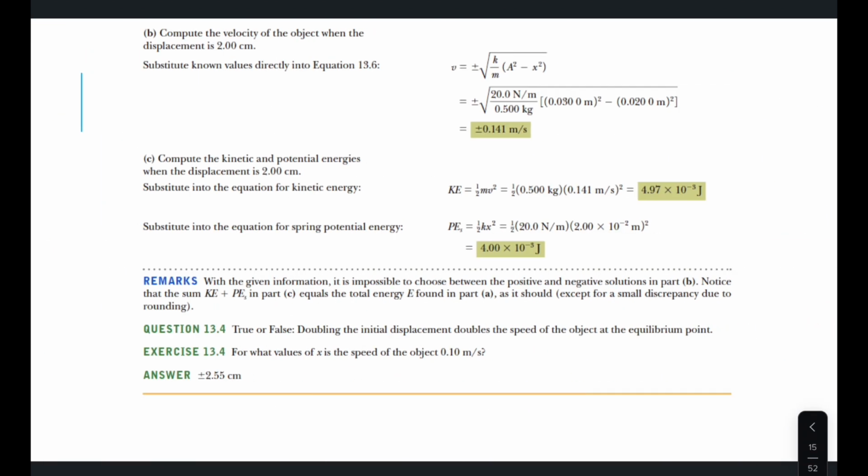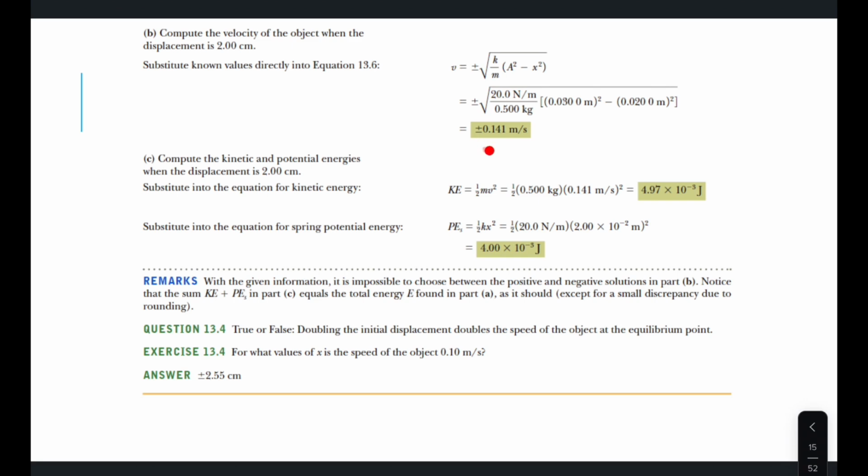Okay, part B. Compute the velocity of the object when the displacement is 2 centimeter. Now we're going to use this equation. If you want to derive it all over again, you also can, no problem, but it is a long way, isn't it? Why don't you straight away use the derived formula? So you substitute x as 0.02. Bear in mind, everything must be in SI units, because the unit for your k is Newton per meter. Right, then you will have plus minus.